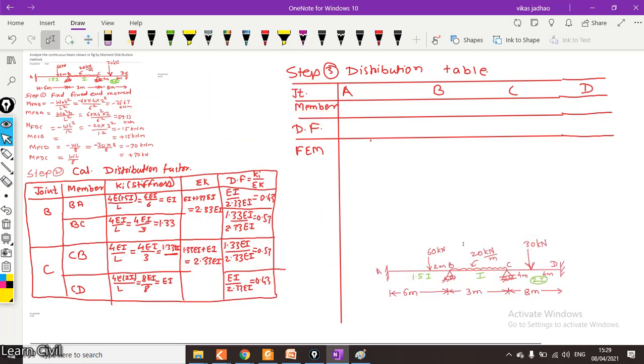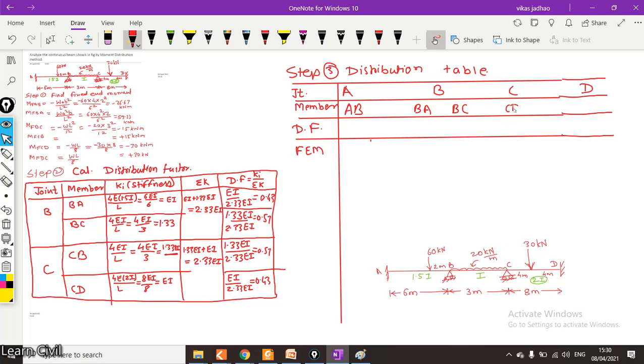Here you can see at this particular joint A, only one member is here, that is AB. So write down here AB. At this joint B, we have two members, BA and BC. So write down here BA and BC. At this joint C, we again have two members, CB on the left hand side and CD on the right hand side.